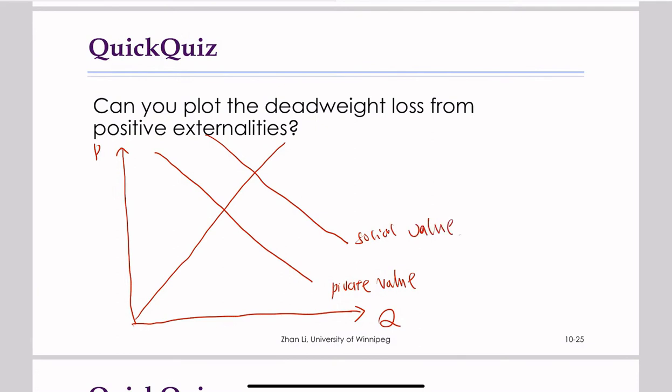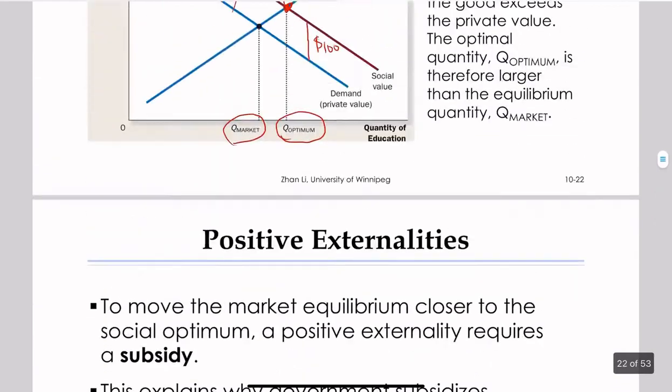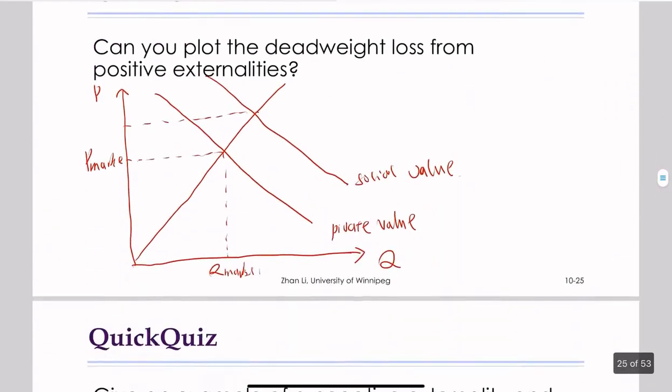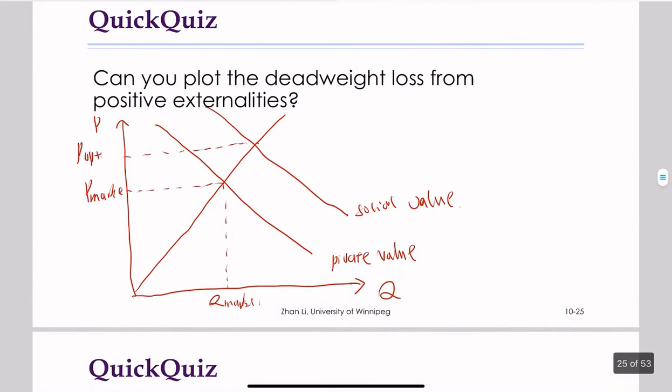Now, obviously, you will again get two pairs of price and quantity, right? So here, you will get the market price and the market quantity. And here, you will get the socially optimal price. So let me see what's the name for this price. Oh, we don't have the name here. So let's call this P optimum, right? So it's the optimal price. And then we have Q optimum. So it's the optimal quantity.